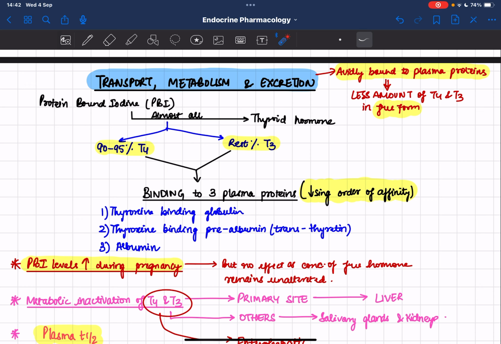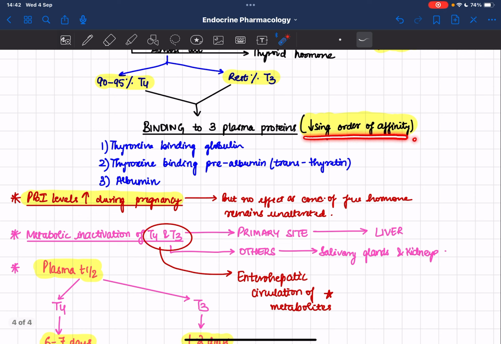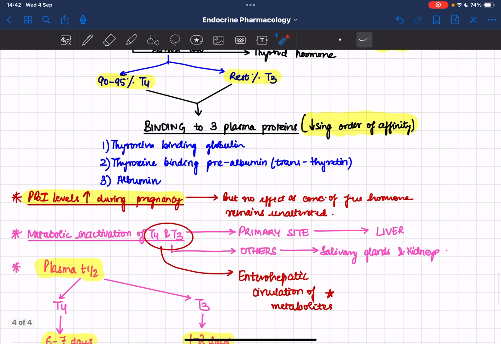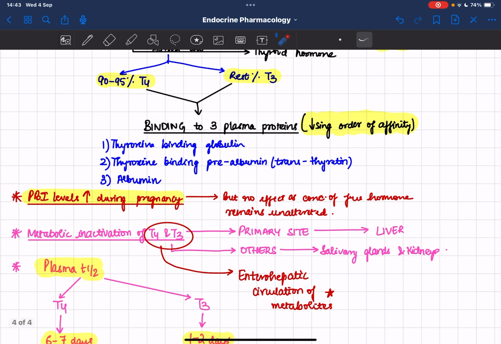So binding is done to 3 plasma proteins that you need to know, especially in this particular order, because this is the decreasing order of affinity. The first is thyroxine binding globulin, that is TBG. It has the highest affinity. Then is transthyretin, the thyroxine binding pre-albumin. Pre means it comes before albumin. And lastly it's albumin. People mostly think that albumin is first when talking about plasma protein binding, but actually it's last here. That is why this is very important to remember.